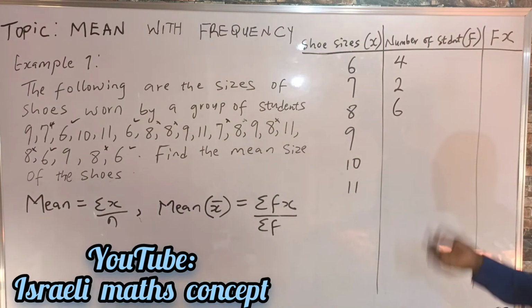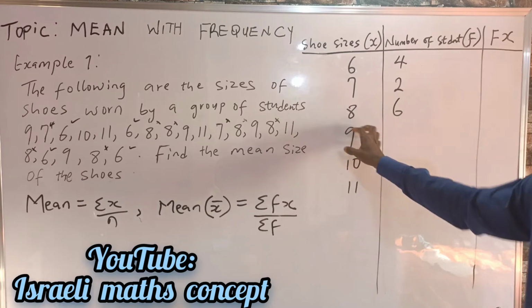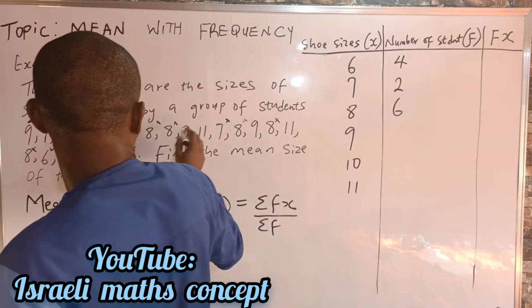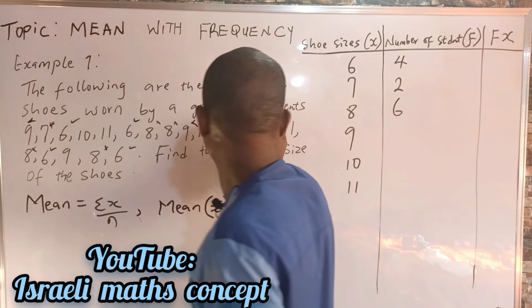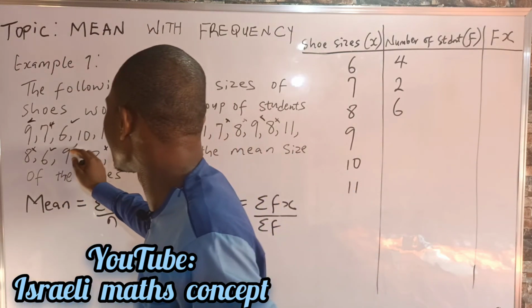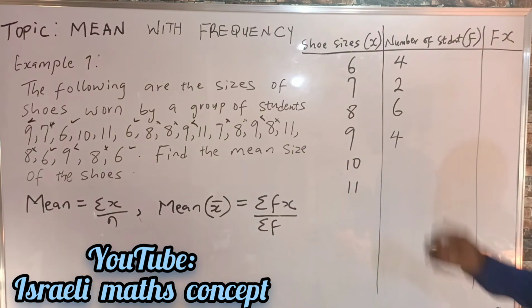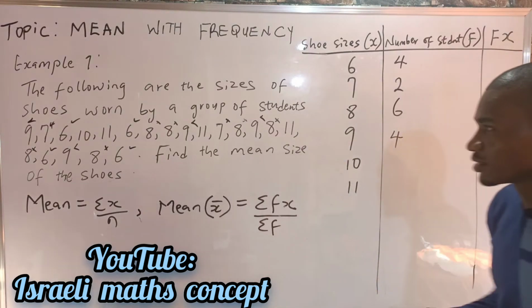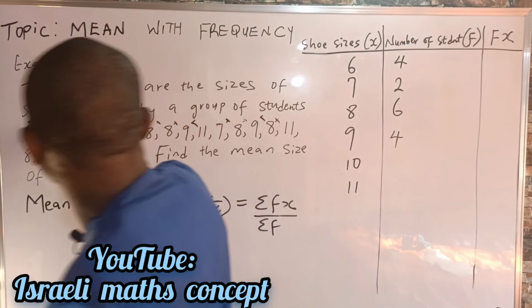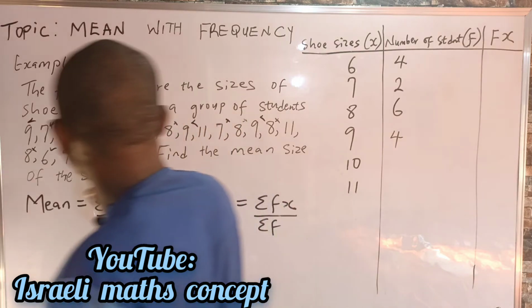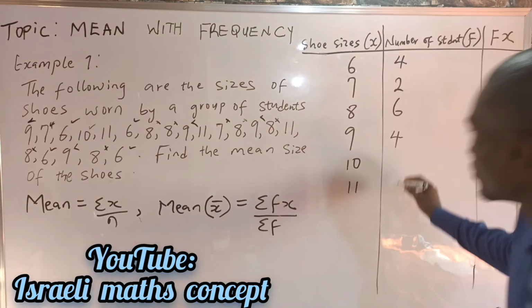Then how many students wore a shoe size of 9? Let's check. This is 1. This is 2. This is 3. And this is 4. So we have 4. Then how many students wore a shoe size of 10? Let's check it. This is the first one. Then there is only 1, so we put down 1.